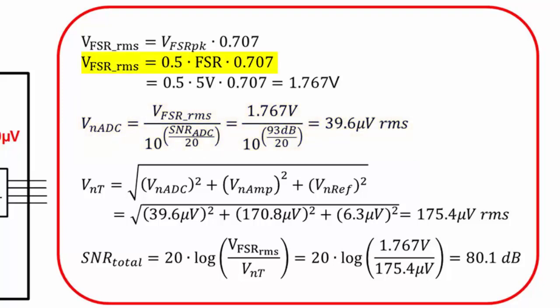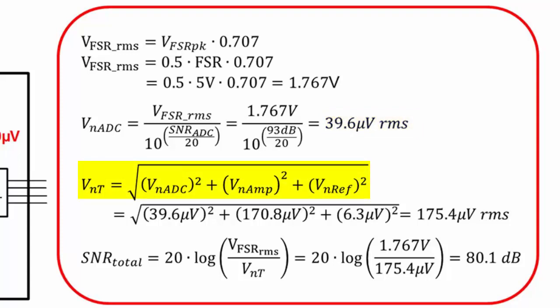First, the full-scale RMS signal is calculated by multiplying the full-scale range by 0.5 and 0.707. The factor of 0.5 translates the peak-to-peak range to peak. The factor of 0.707 converts peak to RMS. In this example, the 5-volt range is translated to an RMS full-scale range of 1.767 volts. Next, the signal-to-noise ratio equation is arranged to solve for noise. The typical SNR given for this device in the datasheet is 93 dB. Plugging in the values, we get a noise of about 39.6 microvolts RMS for this device.